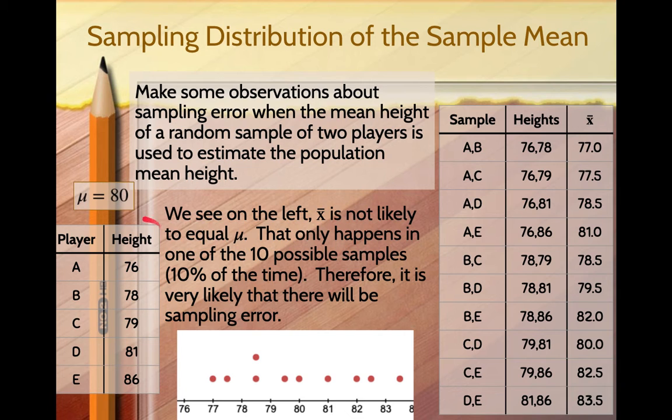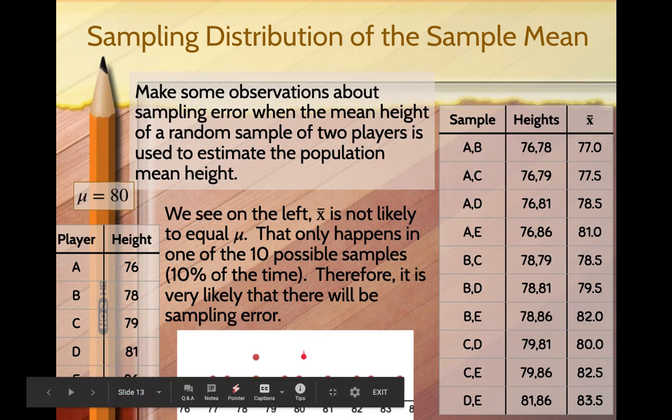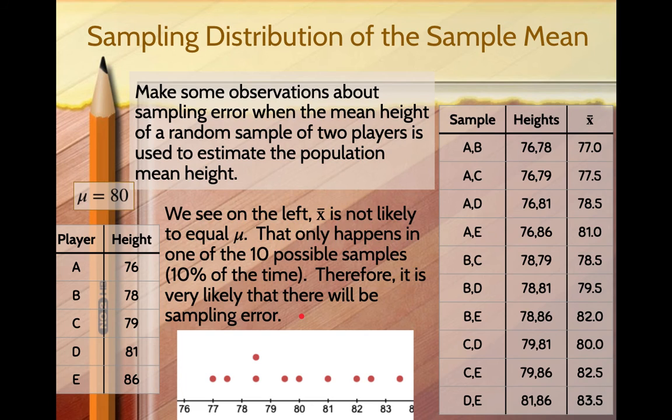So I'm supposed to get my mean of 80. And if I look at this, there's only one of them that has the height of 80. That's really annoying. All of the others are different. So I only have a 10% possibility, a 0.1 probability, that I will pick 2 people and get the exact population mean.